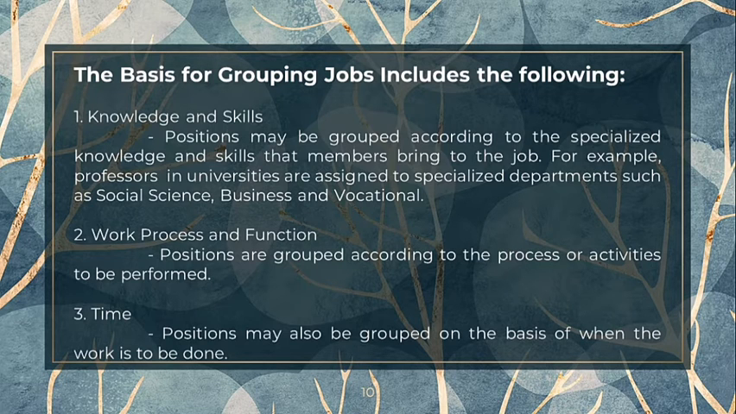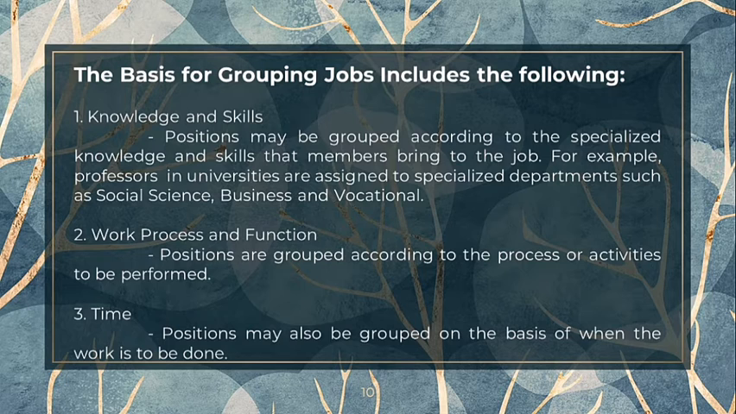Second is the work process and function. Positions are grouped according to the process or activities to be performed. So workers are grouped based on the process or activity used by the worker. For example, a manufacturing company which may create separate casting, welding, and machining groups. Often it is the underlying technology that determines the departmentation.